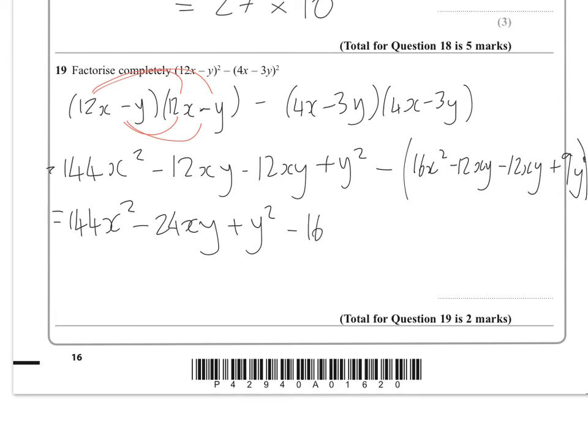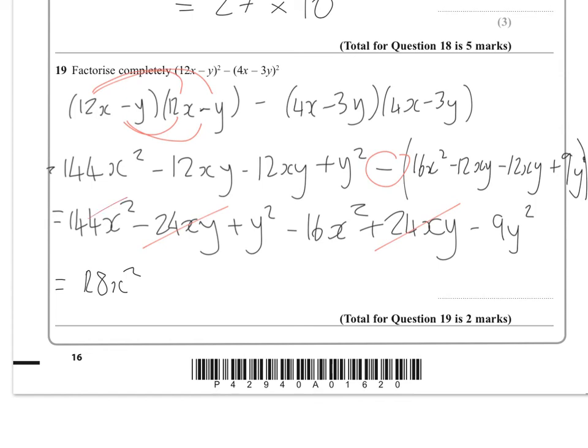Take away 16x squared minus 12xy gives me minus 24xy, but with the negative on the outside of the bracket, that will change the sign, so rather than being minus 24xy, it will be plus 24xy, minus 9y squared. Simplifying this, you can see minus 24xy plus 24xy cancel, and I've got 144x squared minus 16x squared equals 128x squared. So that's those two terms, and then I've got plus y squared minus 9y squared, so that's going to give me minus 8y squared.